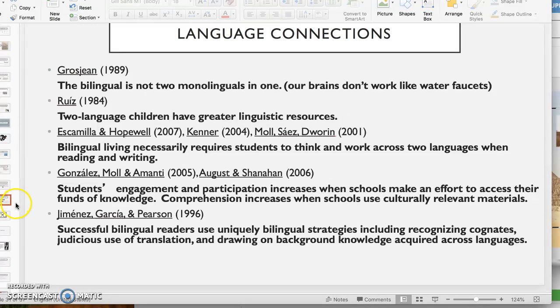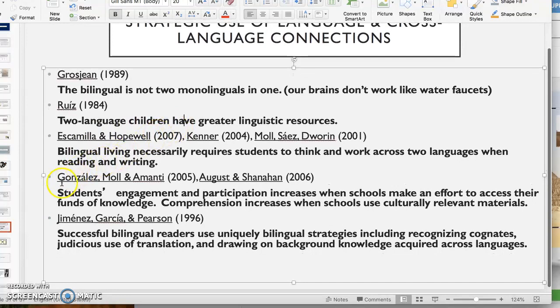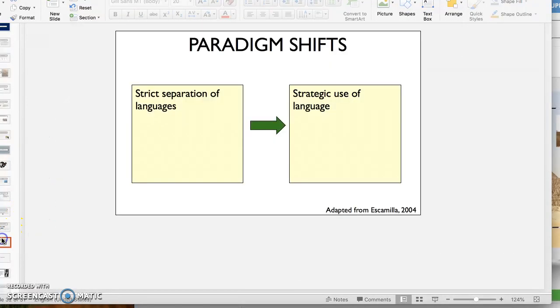I'm going to let you guys, for the sake of time, peer through some of the research on this topic. We know that when we help students make connections across languages, there are improvements in reading and writing. So again, the goal is to move away from this strict separation of language, like, hey, this is English time, no more Spanish, that's on the playground, to helping kids use language strategically.